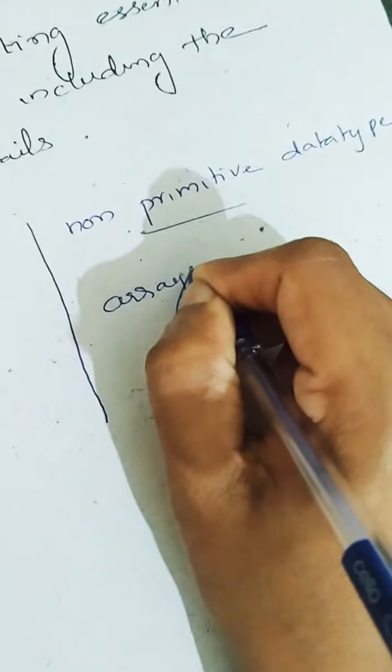You have A to Z as 65 to 90, and a to z is 97 to 122. So capital A means 65. So your output will be res is equal to 65.